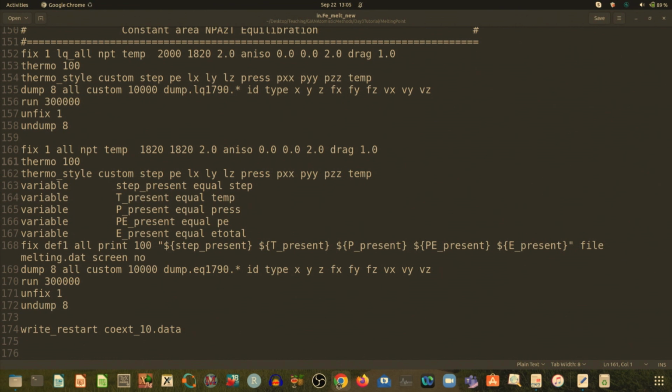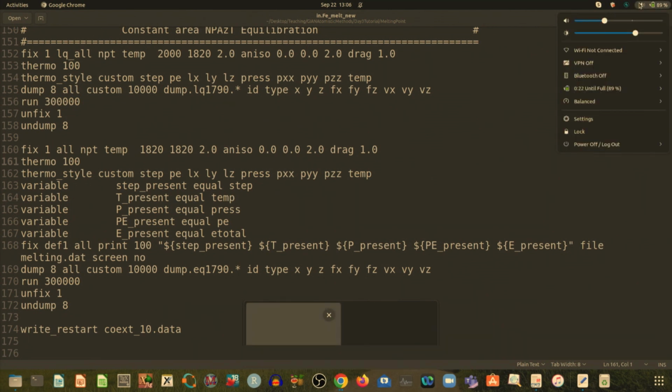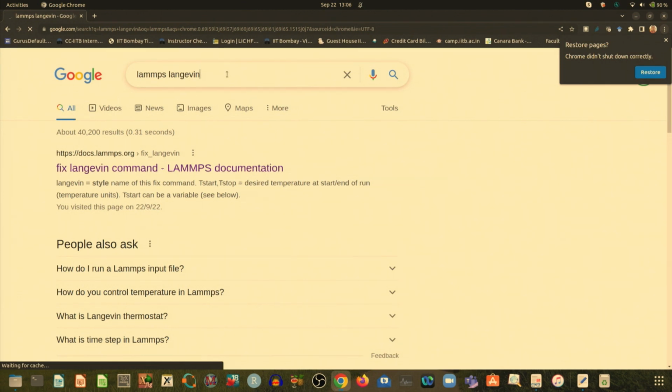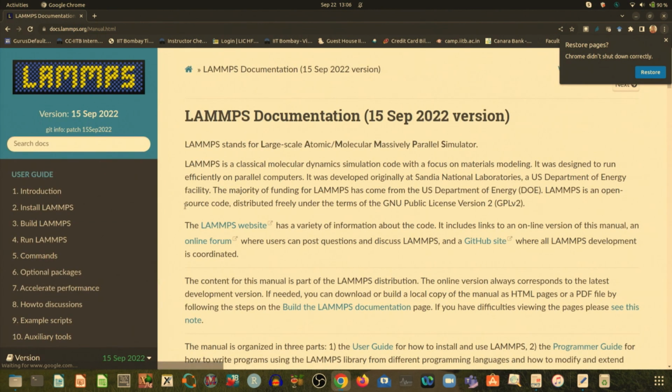Sir, what are the parameters 0, 0, 2.0? 0, 0 is the low pressure, P low, P high. See, it is for temperature 2, aniso 0 0, and then 2 drag 1.0. For the temperature, 2000 is the start, final is 1820, and then 2 is my T damping.